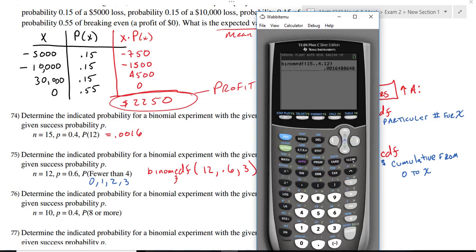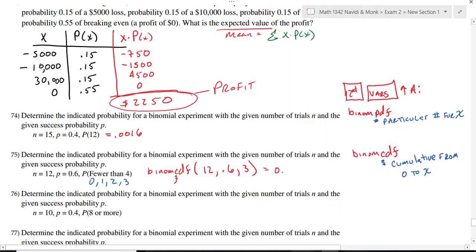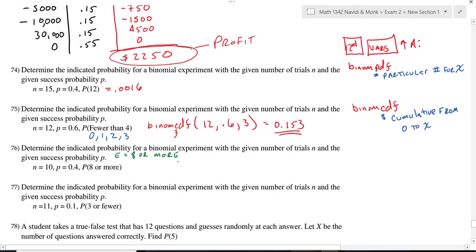So we do second, vars, go up to letter B. n is equal to 12. That was given. That's the number of trials. p is our probability of success. That was 0.6. And x is what we're going up to. And we're going up to 3. So this is 0.153.